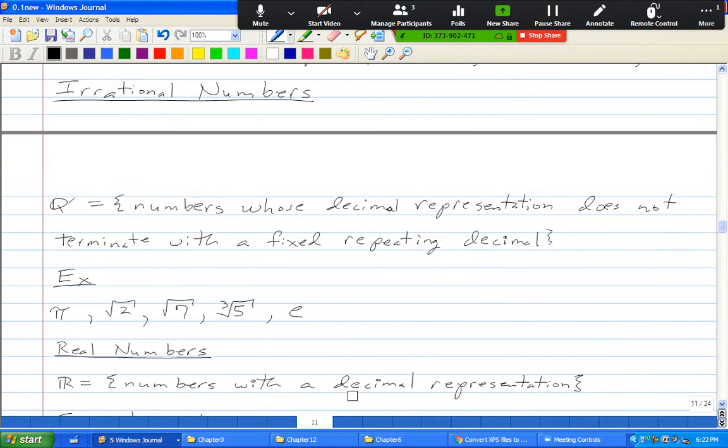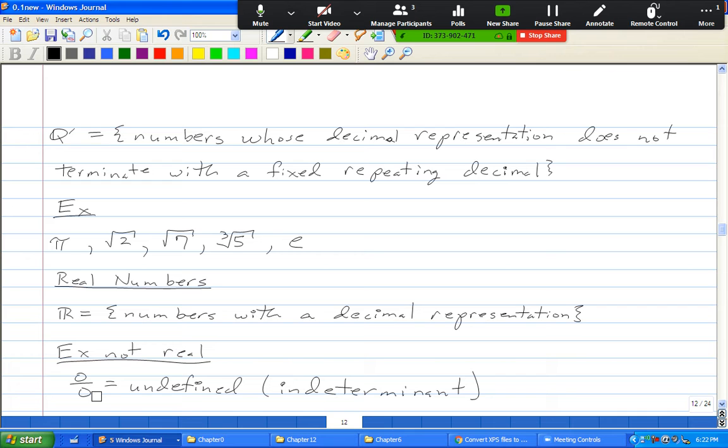Real numbers, denoted by the letter R, obviously standing for real numbers. These are numbers that have a decimal representation. So examples of things that are not real. Well, 0 divided by 0 is undefined. You do not want to divide by 0.